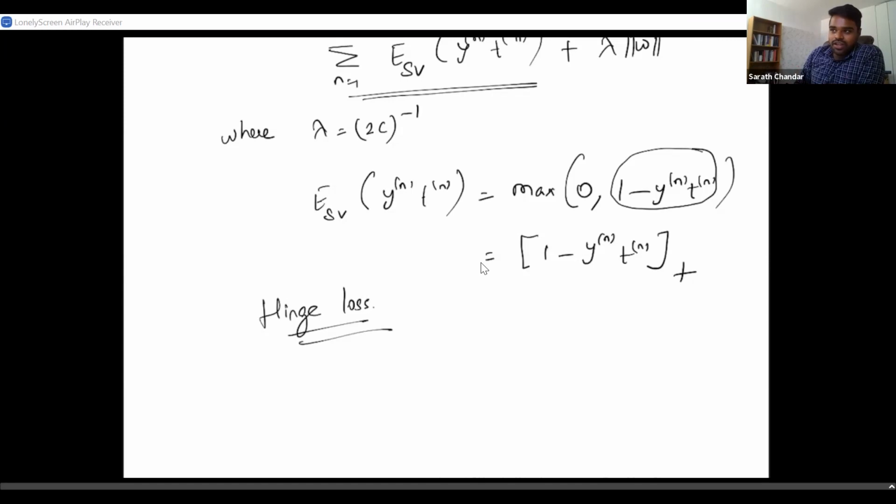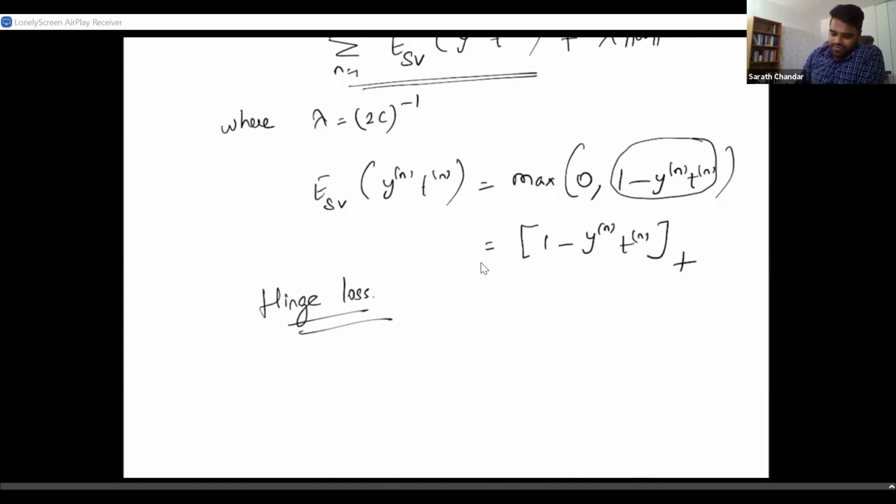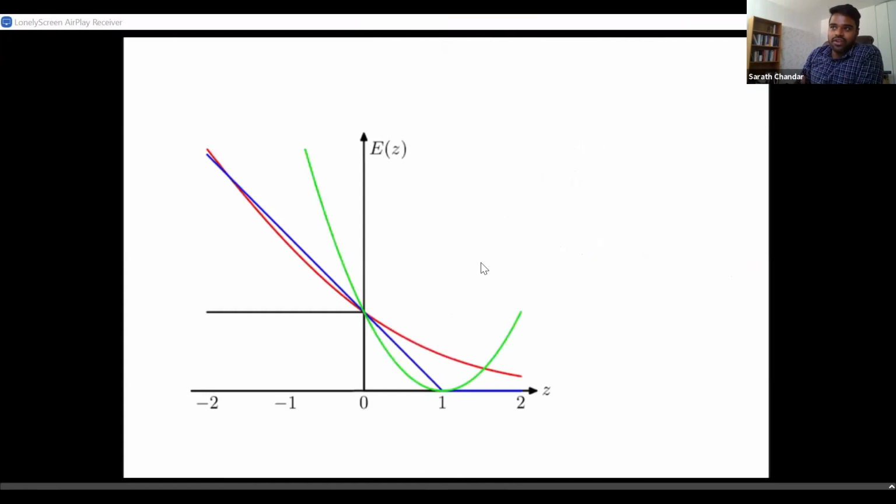Okay, so now let's look at how all these different loss functions compare with each other. So here is the graph of all the loss functions we have seen so far. The black step function that you see, which is 1 whenever there is an error and 0 whenever there is no error, is the 0-1 loss, or we could also call that misclassification error. This is a step function.